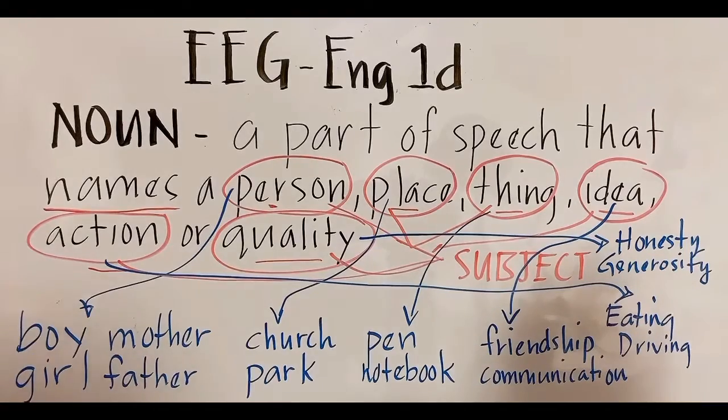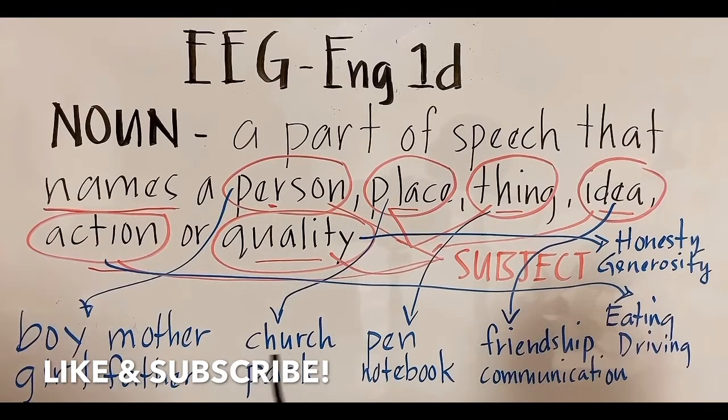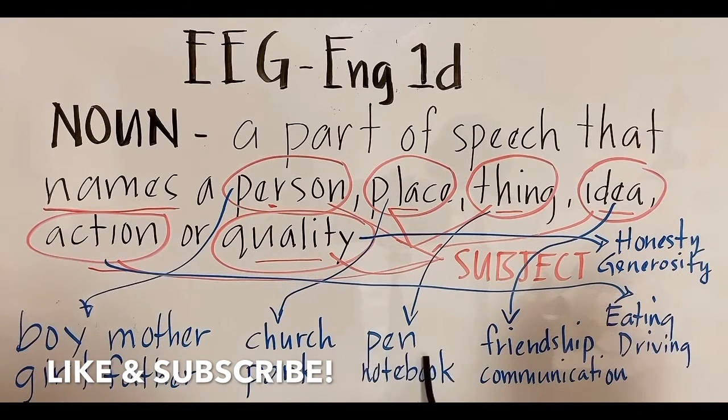So let's try using these nouns as subjects in the sentence. Let's try person first. Boy. The boy is playing. So boy in the sentence is the subject. Let's go to place. Church. The church is where we go to pray. So the church is the subject in the sentence. Now let's go to thing. Pen or notebook, whatever. This pen is red. The subject is pen.